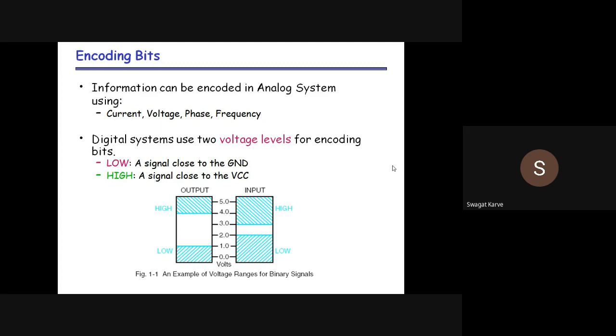Now in case of a digital system, there are only two voltage levels, 0 and high. That means 0 will be equivalent to logic 0 and high is equivalent to logic 1. Whenever the signal is close to the ground, you can say it's a logic 0 or low signal. Whenever the signal is close to the VCC or whatever the highest supply voltage that you have given, then you can say it's a high or logic 1.